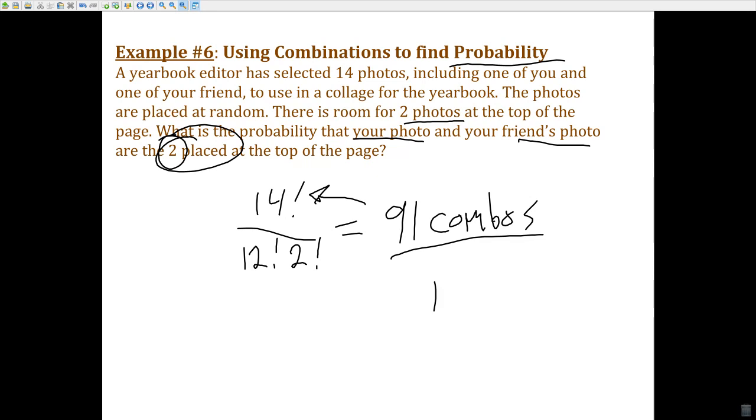You only want one of them to happen. So it'd be 1 over 91, right? Which is about, I don't know, looks like it's a 1% chance. Pretty close. 1.1 maybe, right? But that's how you'd calculate the probability for that.